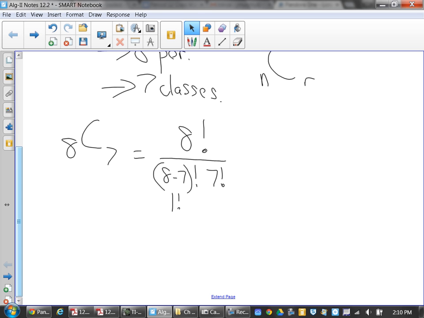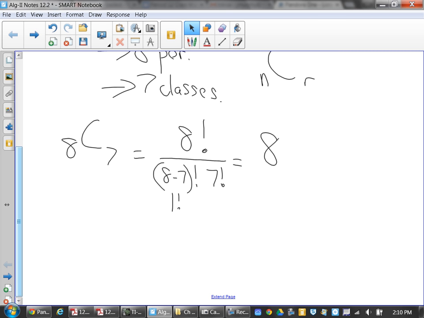8. And why do I stop at 8? Because 7 is the denominator. So 8 choose 7, how many options do you have? 8. Order doesn't matter. There's only 8 ways to start.